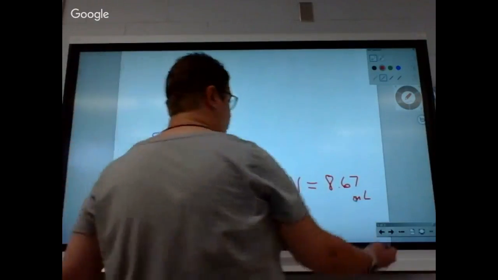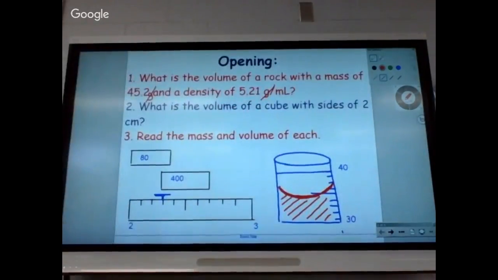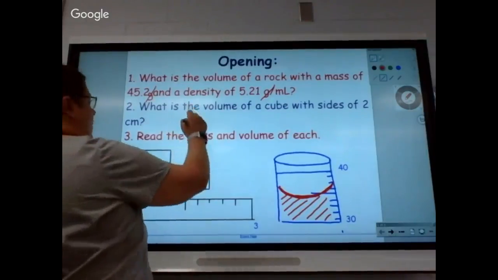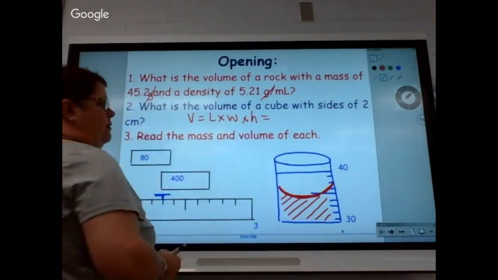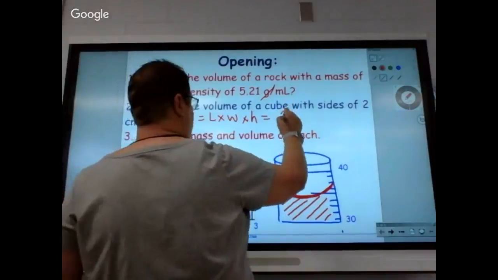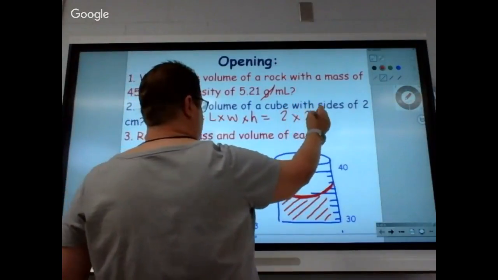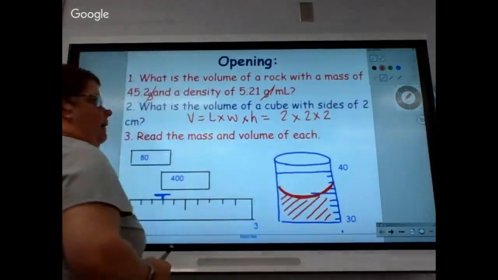Okay. So number 2. What am I solving for here? I said, what is the volume of a cube if it has sides of 2 centimeters? What do y'all know about a cube from math class? Are the sides the same or are they different in a cube? They're the same, right? So what do you know about volume? How are you going to find volume today? Length times width times height. So if all the sides are the same, what do you put in? 2 times 2 times 2. So what do you get?